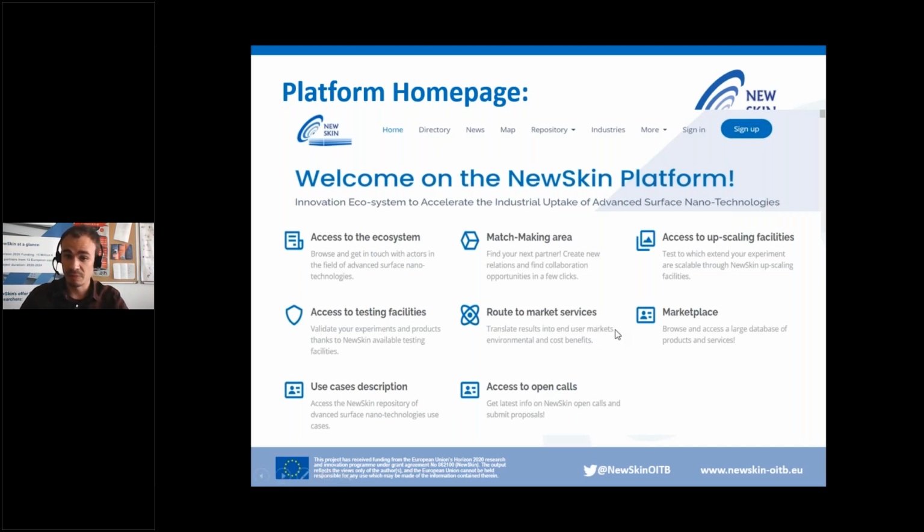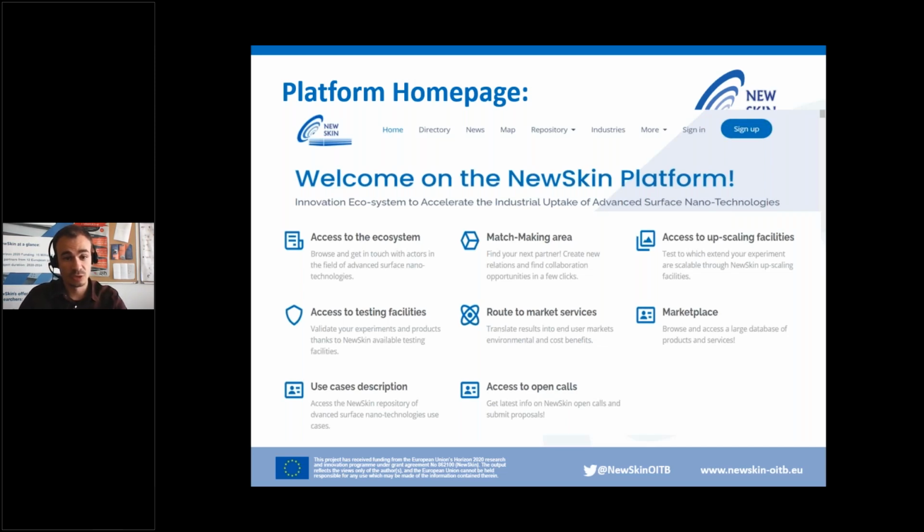The platform is also a marketplace for organizations, as your organization will be able to register on the platform and provide some information on your entity. You will be able to sell products and services through the platform, so you can highlight your services on the platform and sell them internally. So it will be a large database of products and services related to nanotechnologies.